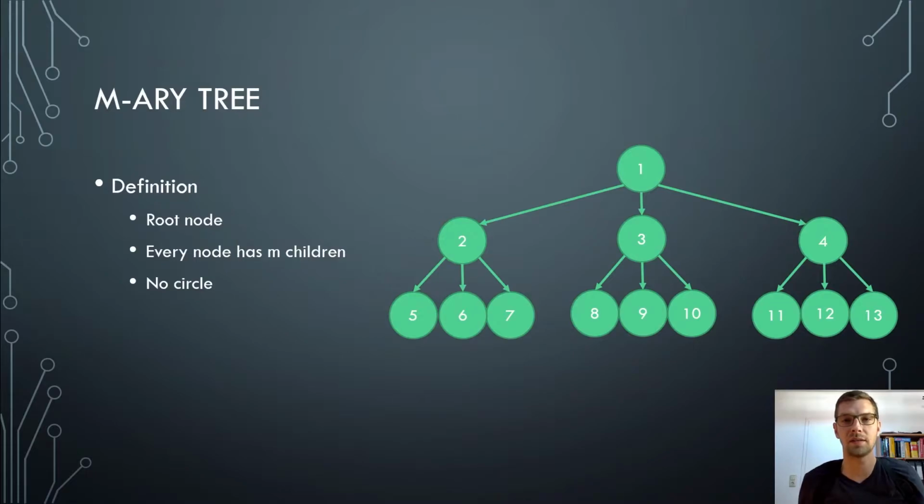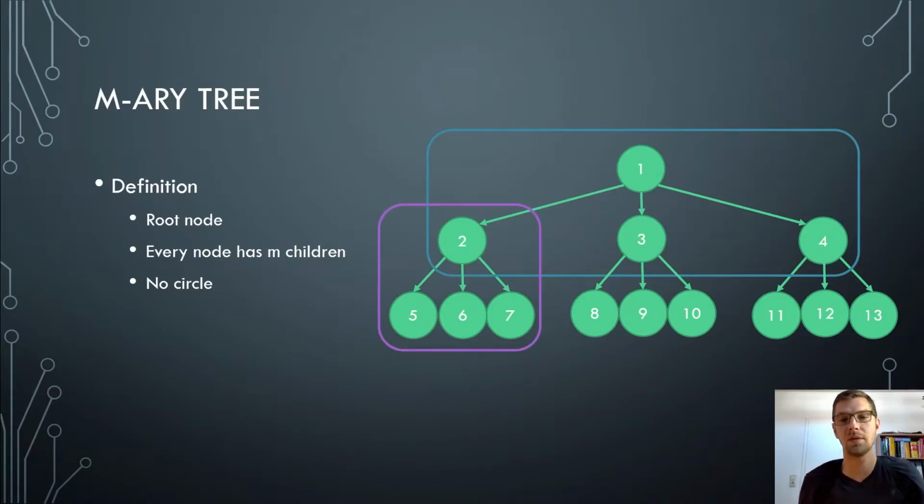We have the root node 1 and the children. This is a ternary tree. The root node 1 has the children 2, 3 and 4, as we see here. Each of those children has 3 children again, and like this each is a tree by itself. So the 2 with the children 5, 6, 7 is a tree, the 3 with the children 8, 9, 10 is a tree, and the 4 with the children 11, 12 and 13 is a tree.